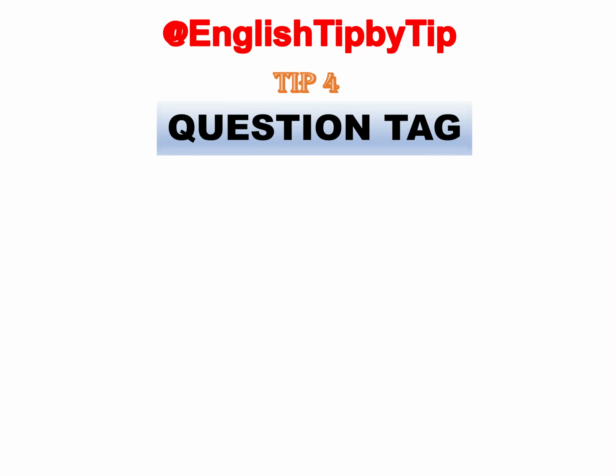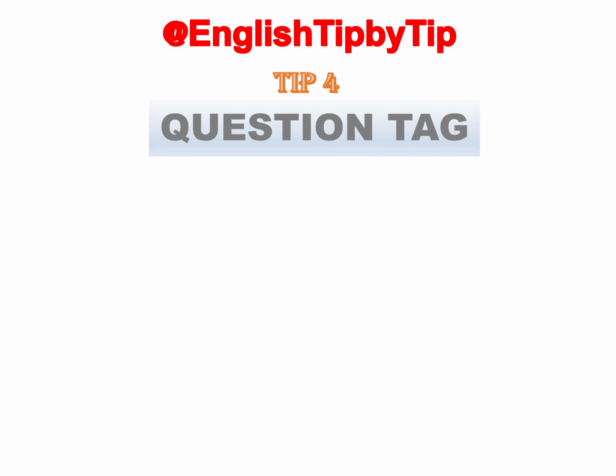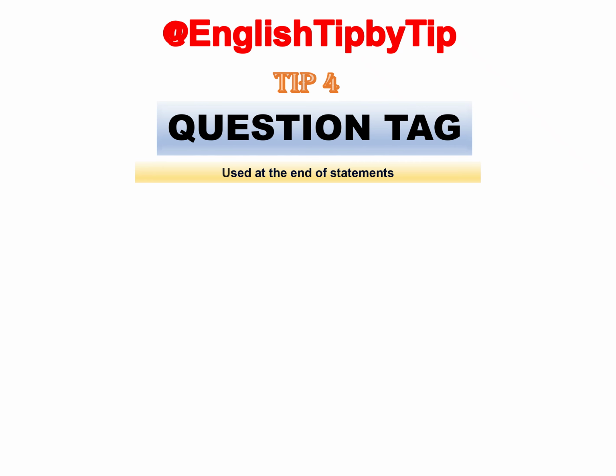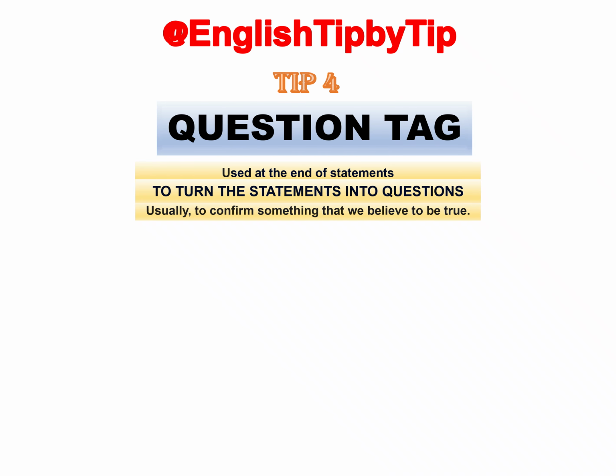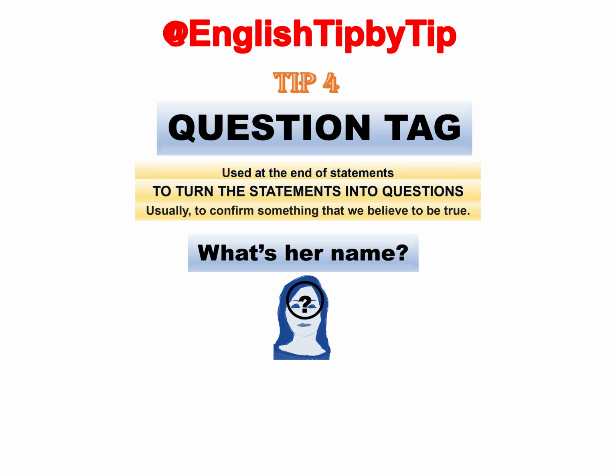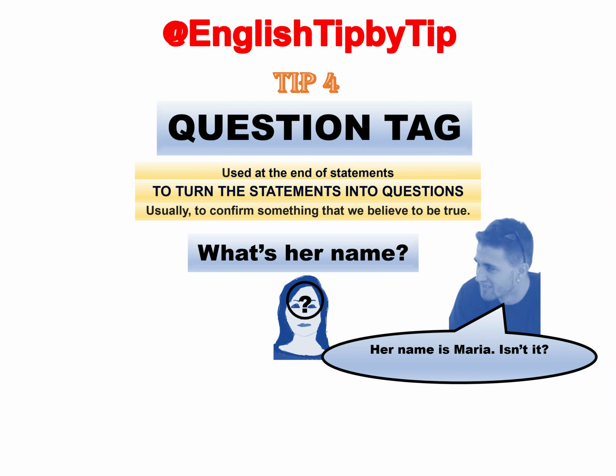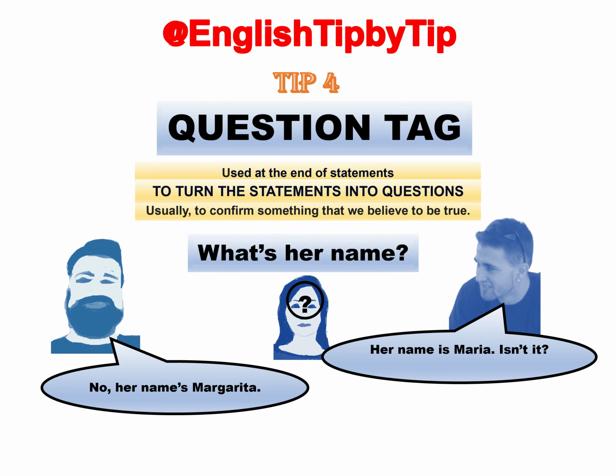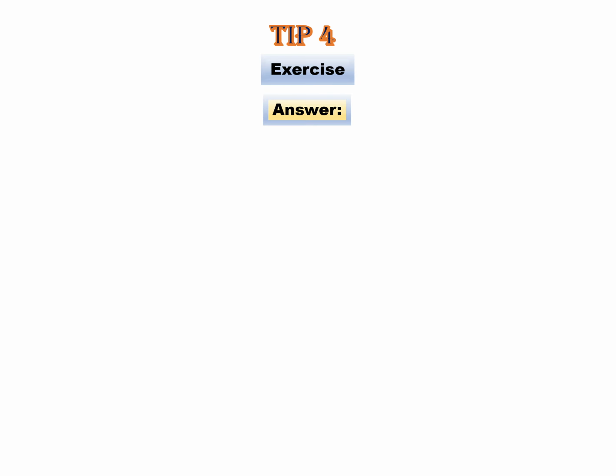English tip by tip. Tip 4. Question tag. Used at the end of statements to turn the statements into questions, usually to confirm something that we believe to be true. What's her name? Her name is Maria, isn't it? No, her name's Margarita.